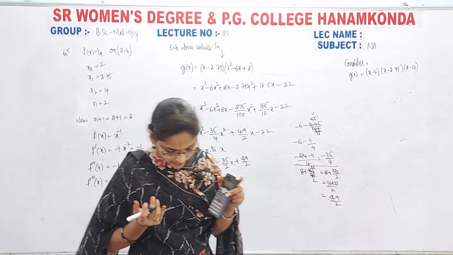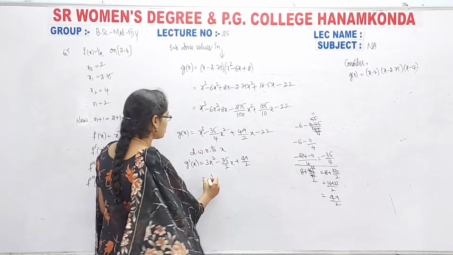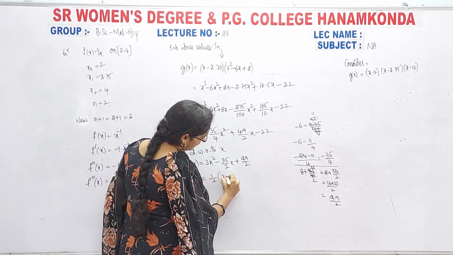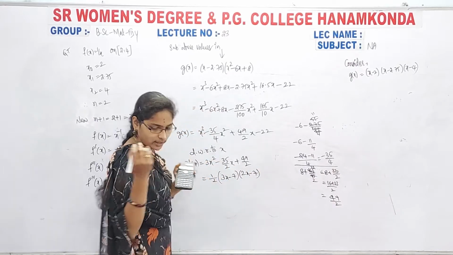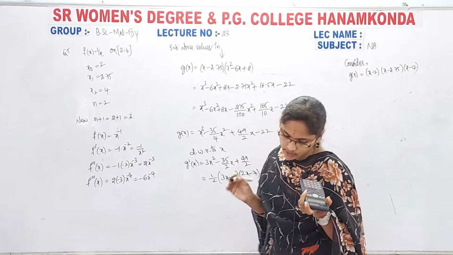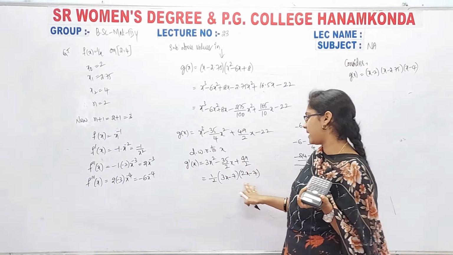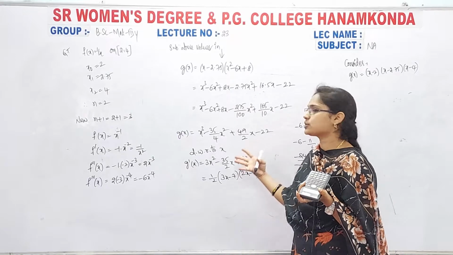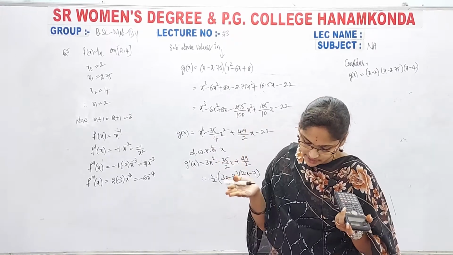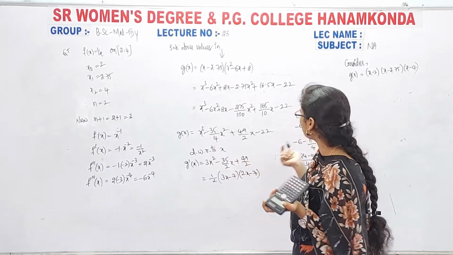So here I am directly writing 1 by 2 of (3x minus 7)(2x minus 7). If you want, you can calculate it. So now we have two values for x, and by taking these we have to calculate the functional value.